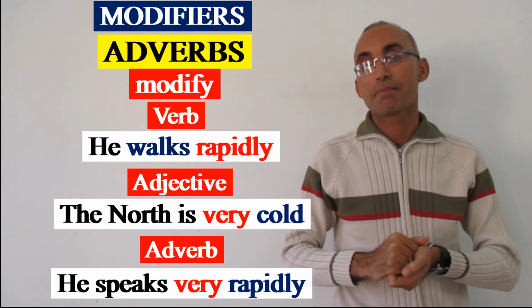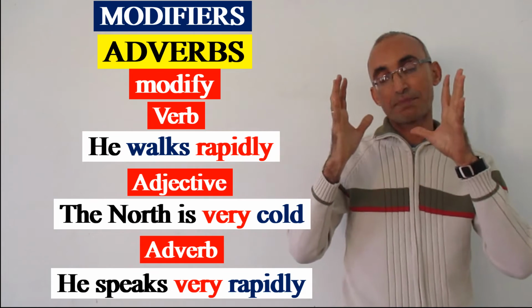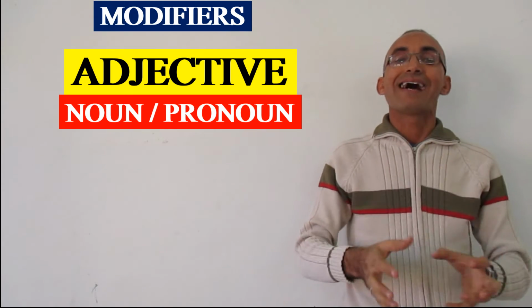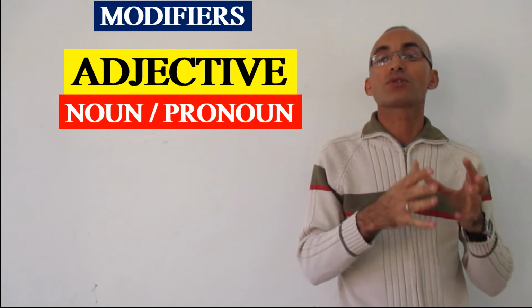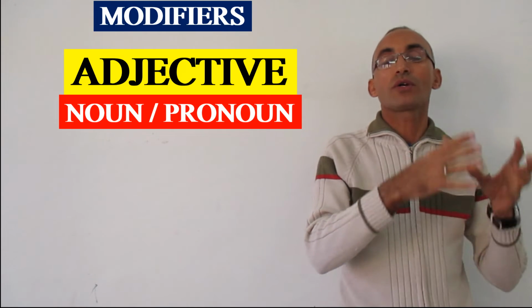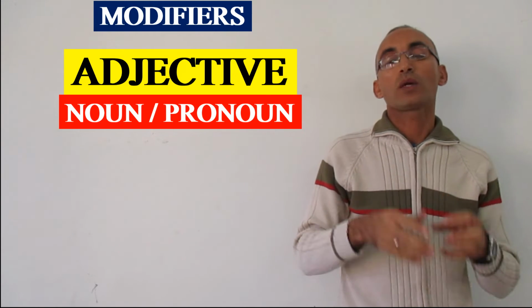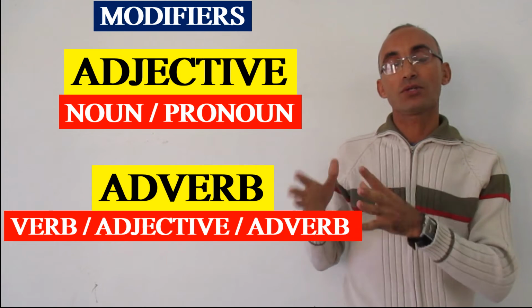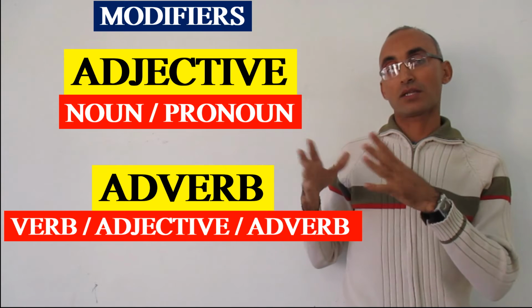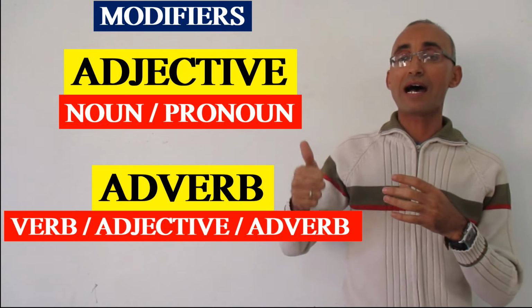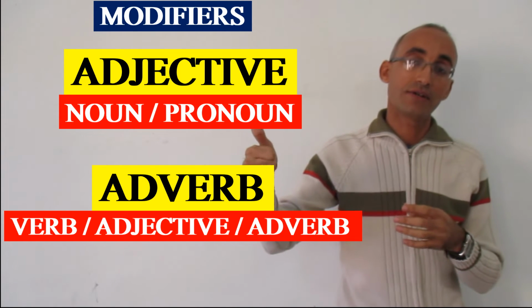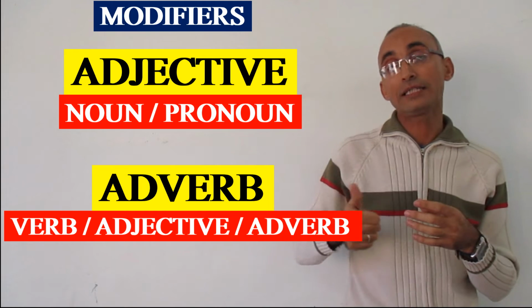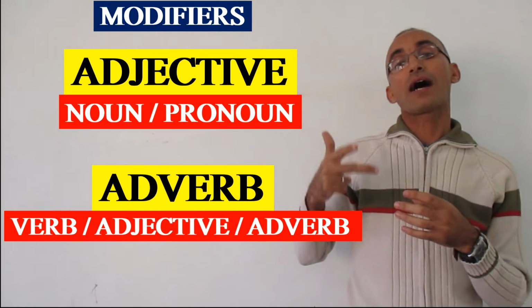Clear? Of manner. Now, we must just bear in mind that when we say adjective, it means it is linked to a noun. When we say adverb, it's linked to these three elements, which are a verb mainly, adjective and adverbs.